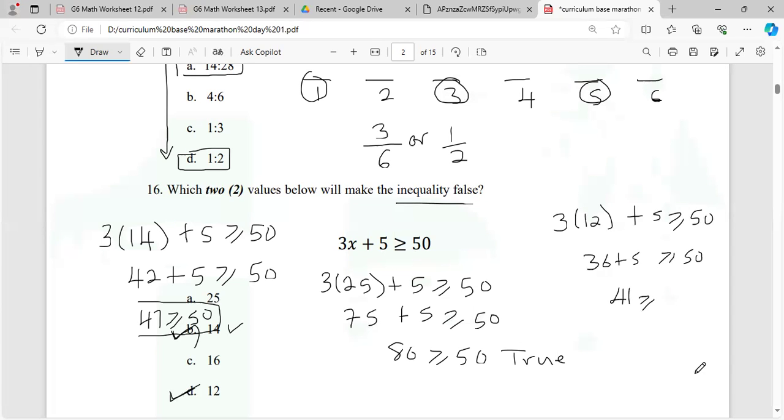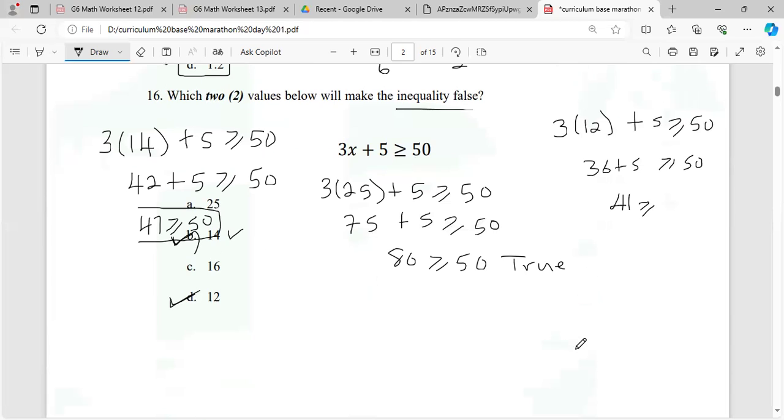Let's try 16 the same way. 16 times 3 is 48, plus 5. That'll be 51. And 51 is greater than 50, right? So that one is true.